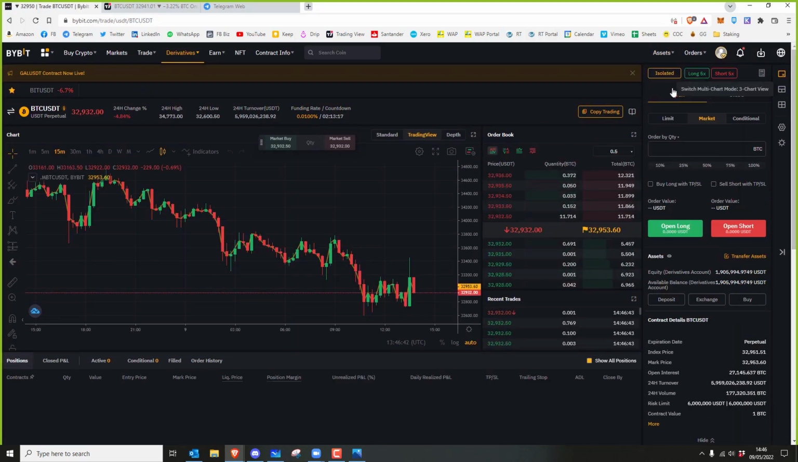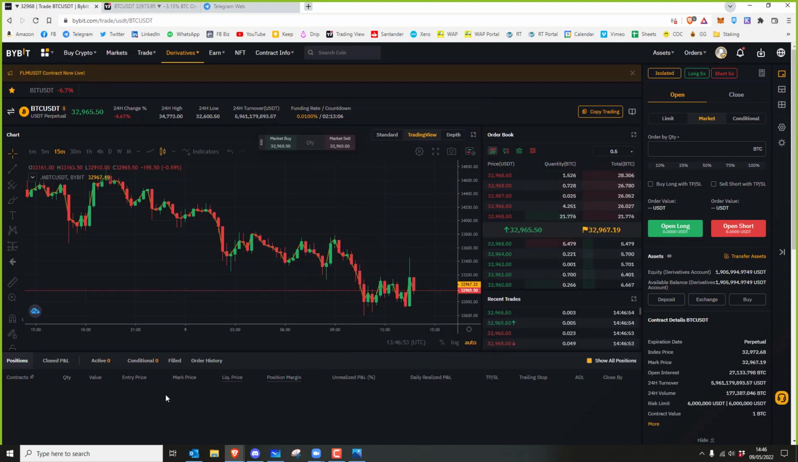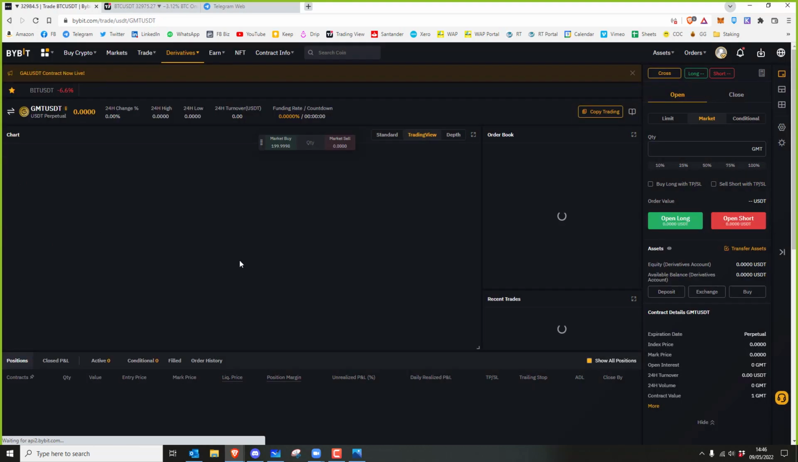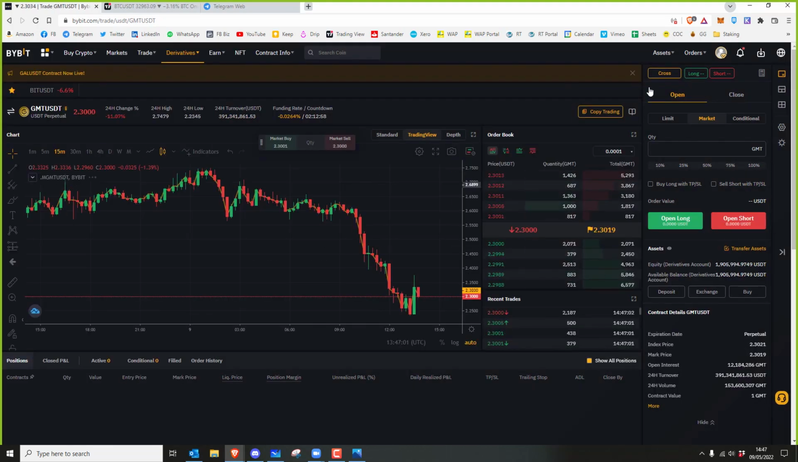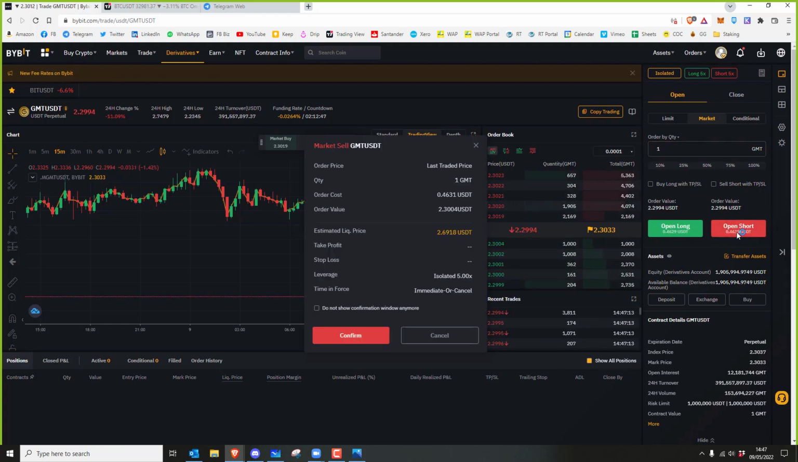So let's talk about this. Isolated and cross margin. Now you can read all of this, but the quick answer is that with isolated, the margin requirements are per position, as in per symbol. So like we were playing with, let's have a look at this shitcoin, GMT. So I could place a trade, and obviously when I place a trade, let's buy that. Let's just short this for a moment.